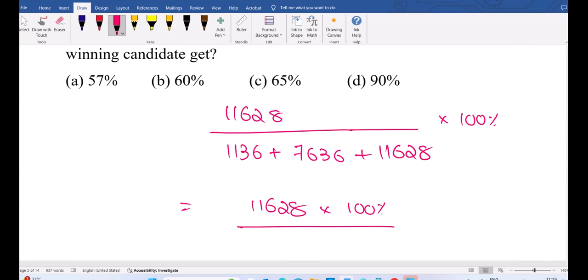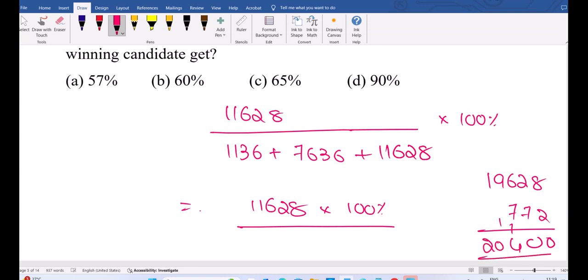1,000, 7,000, 8,000. 8,000 means it will become 19,628 extra. 136 and 636 is 772. 772 we have to add. So 1,928 and 772. 600, yeah. 27,000 or 24,000, right? 20,400. Okay, let it be. So these two zeros will get cancelled. It's 11,620 divided by 204.